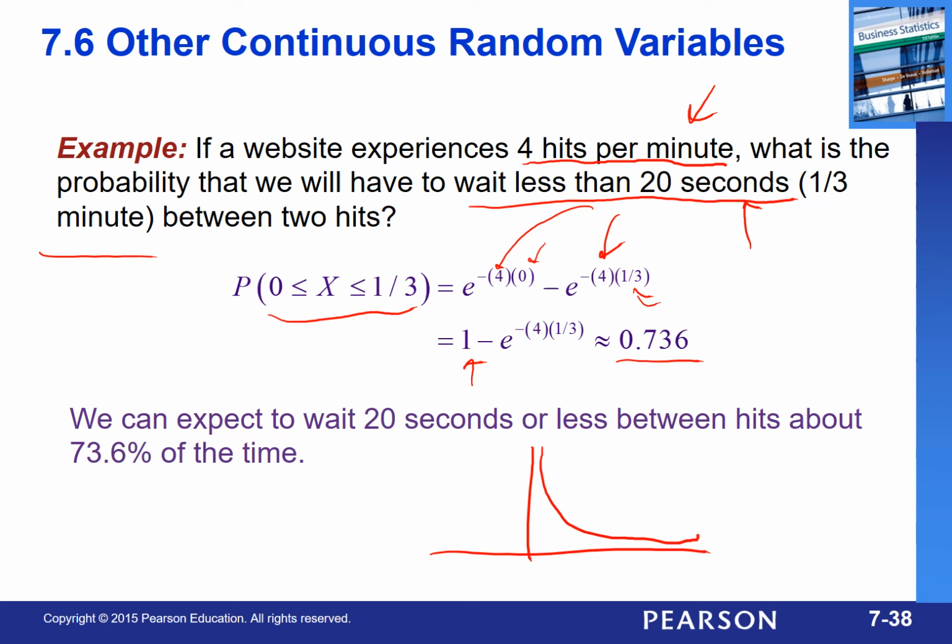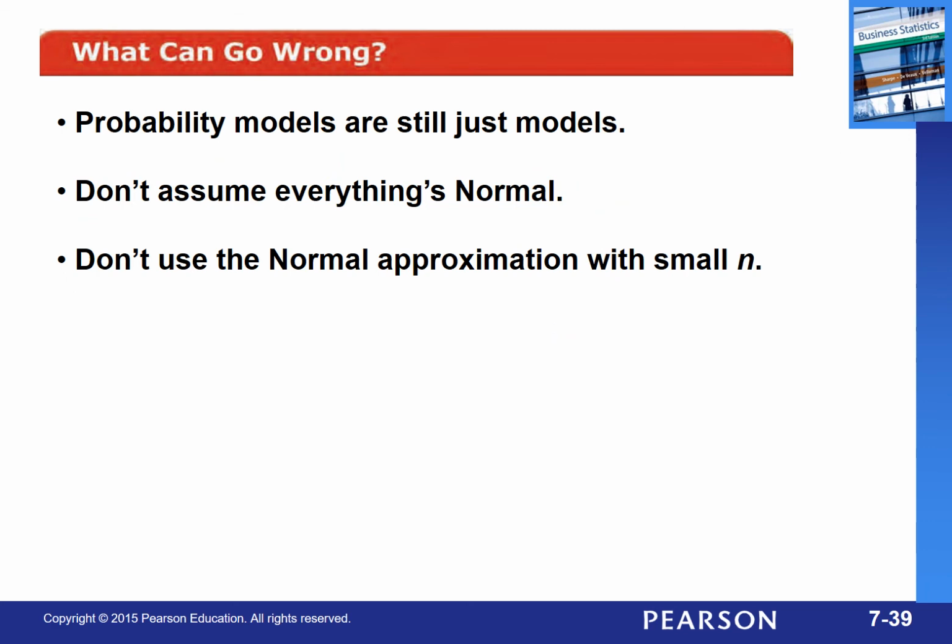Remember, these are just models. They're an imperfect representation. Sorry, they're a perfect representation of an imperfect situation. They're meant to guide us. They're not perfect. Don't assume everything's normal. Normal is one of 6 distributions we've done so far. Don't assume everything looks the same. Don't use the normal approximation when you have a small sample, because it usually just doesn't work at all.